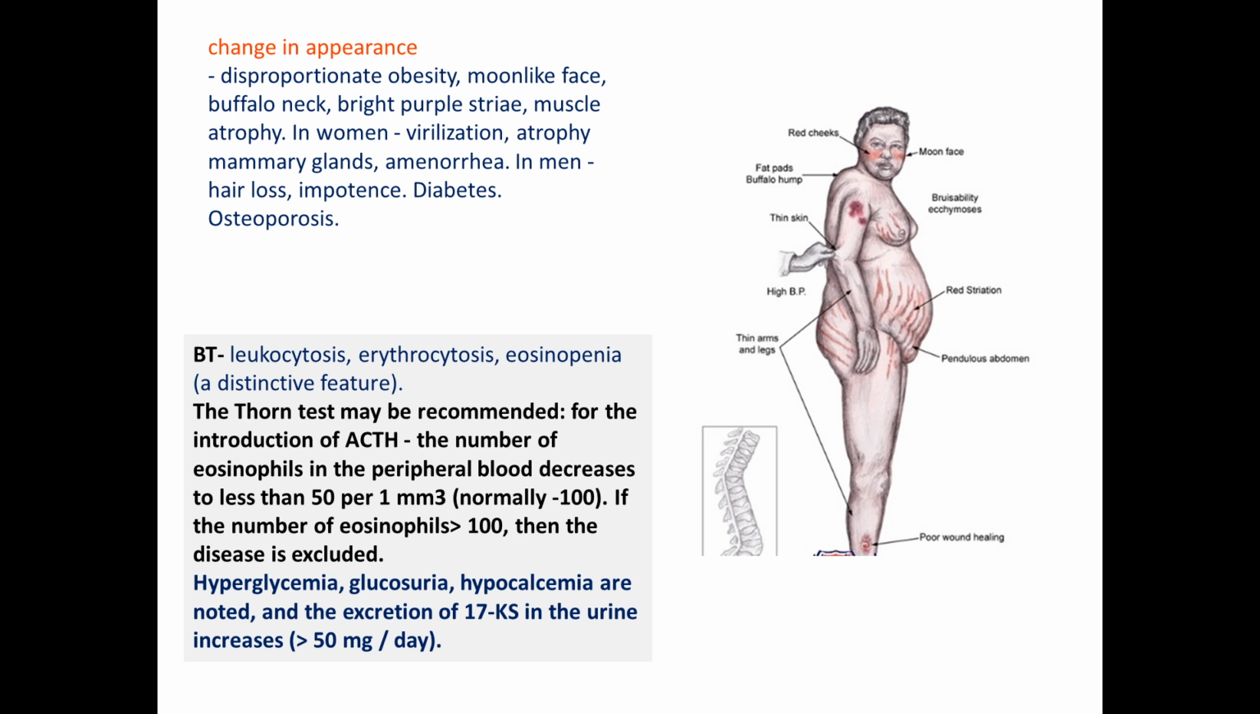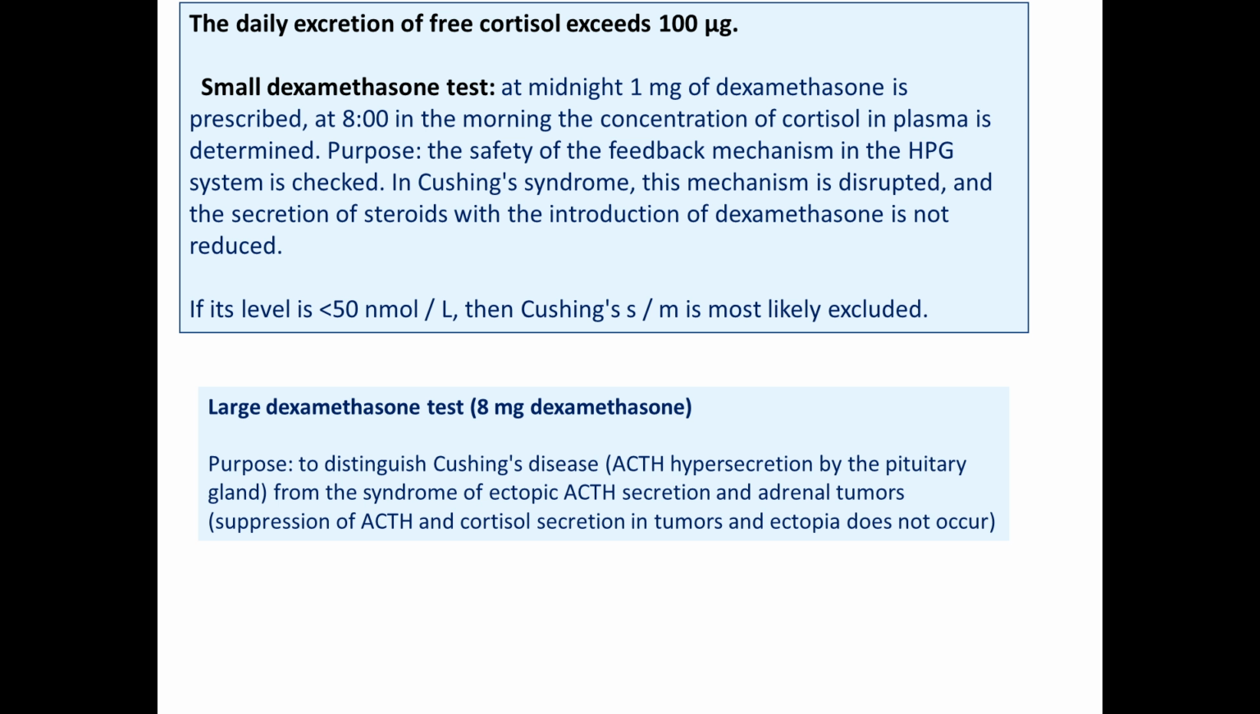After the introduction of ACTH, the number of eosinophils in the peripheral blood decreases to less than 50 per 1 cubic millimeter. If the number of eosinophils is more than 100, then the disease is excluded. Also characteristic are hyperglycemia, glucosuria, hypocalcemia, and increased excretion of 17-ketosteroids in the urine. And also daily excretion of cortisol exceeds 100 milligrams.